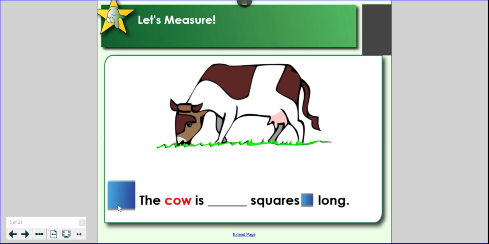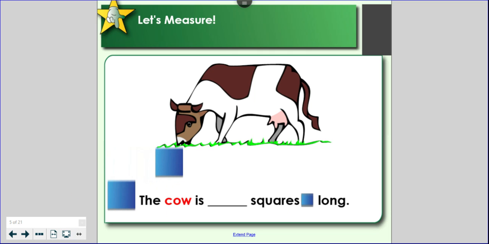All right, let's measure this cow. So I'm going to use these squares to find out how long my cow is. Take a look. Did Mrs. Giffen put the square in the right place to start measuring my cow? What's the most important thing we need to remember about measuring? We need to start at the very, very tippy top end of whatever we're measuring. So take a look. Is that where you would have put the square?